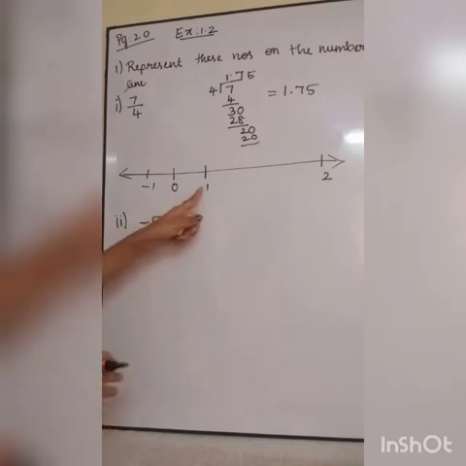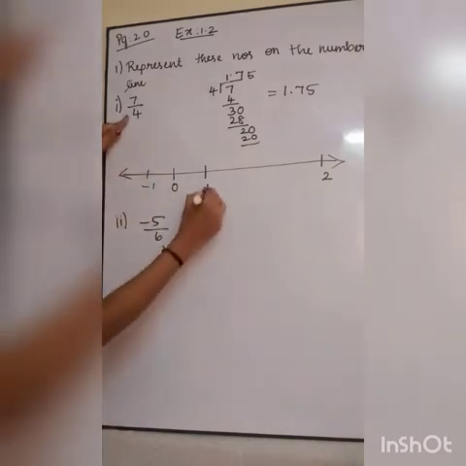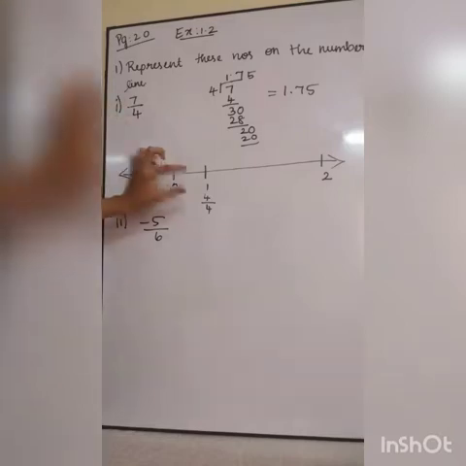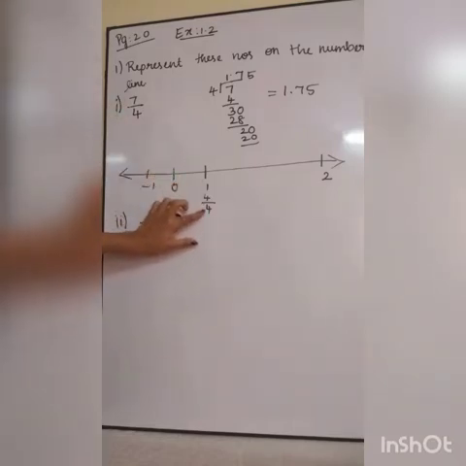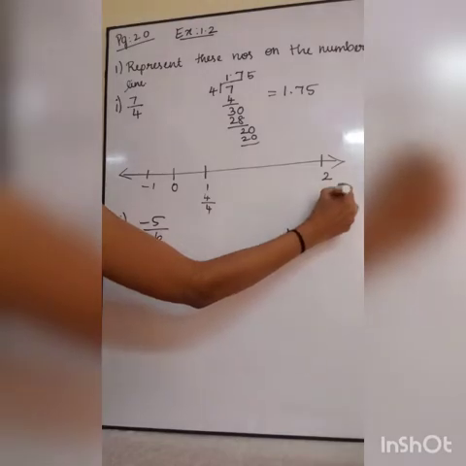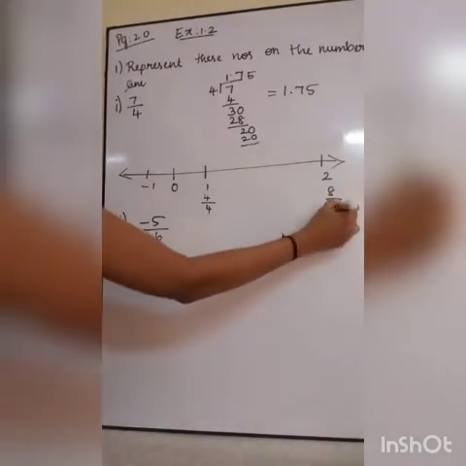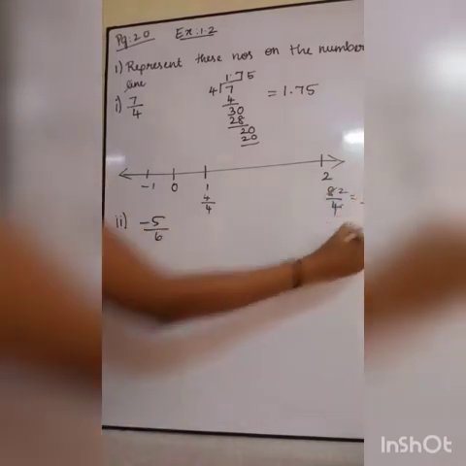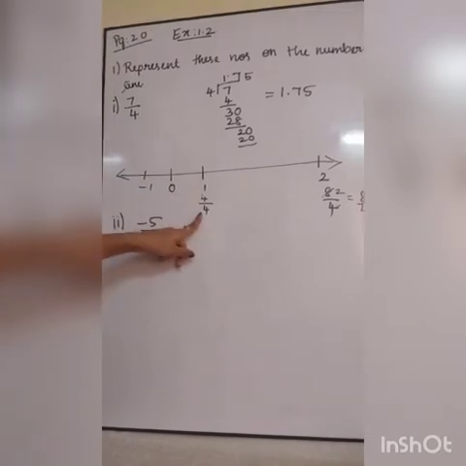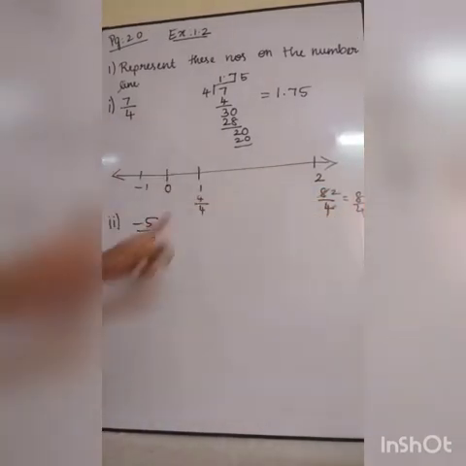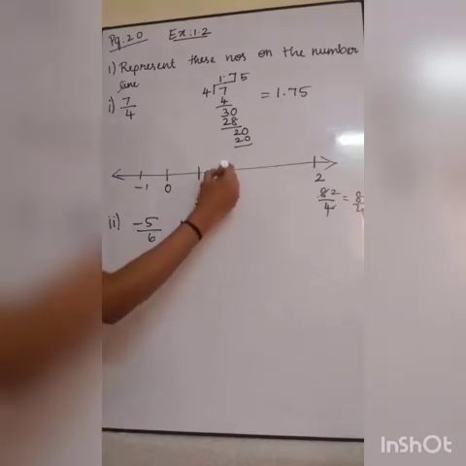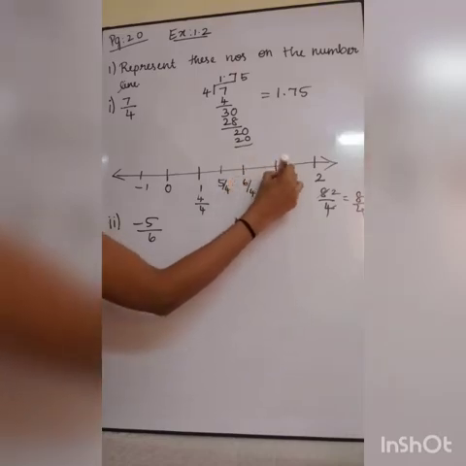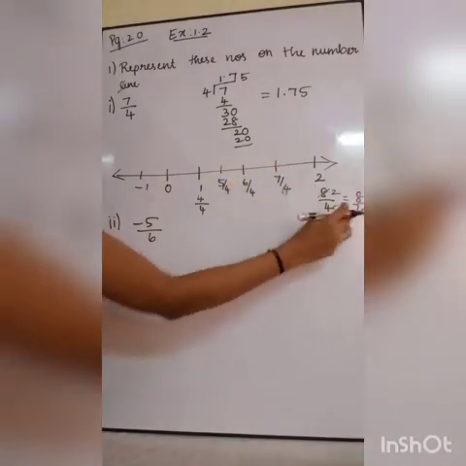Now shall I take this 1 as 4 by 4? Because I told you, based upon the denominator, you should write numerator by denominator. So then 2 will become 8 by 4, right? If you cancel these two, you will get 2, right? 4 2s are 8. So 2 can be written as 8 by 4. 1 can be written as 4 by 4. So what are the numbers between these 1 and 2? 5 by 4, 6 by 4, 7 by 4, 8 by 4.